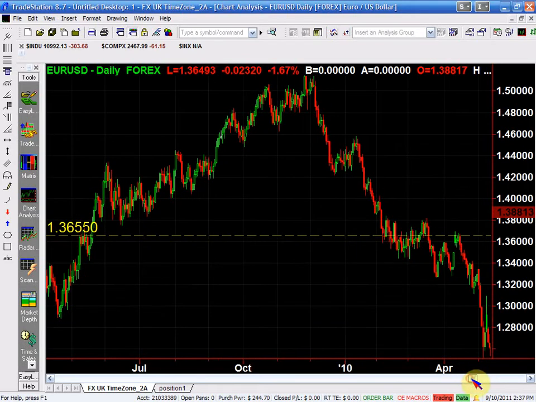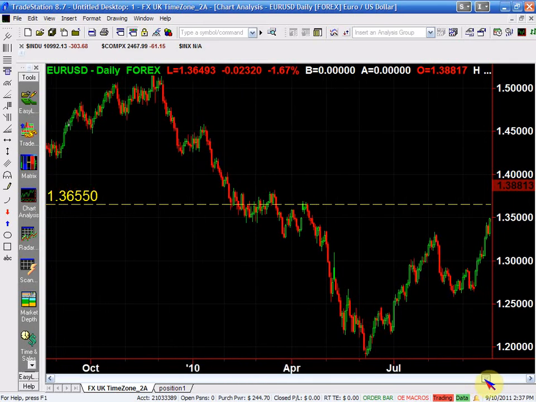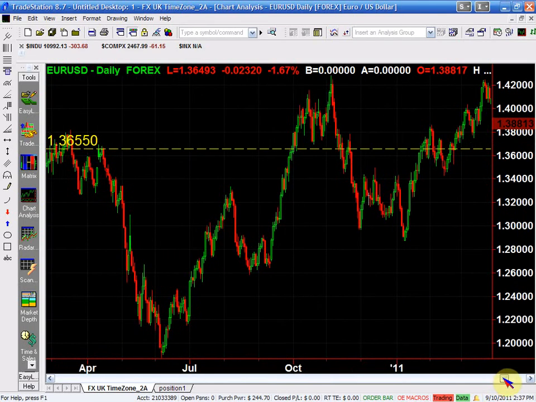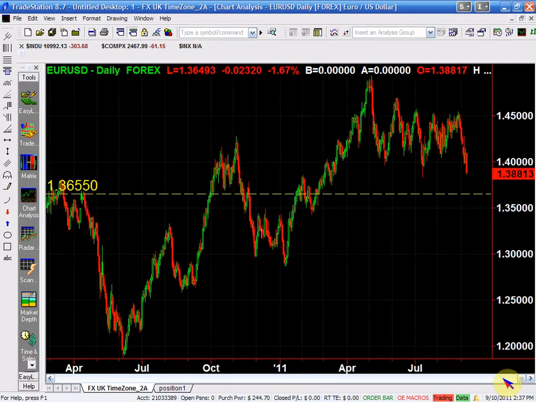So the 136.55 area seems to be a pretty relevant price point, and it is a price point that the market has been observing many times. This is where we are. I'm just putting the arrow because we're missing Friday data over here.